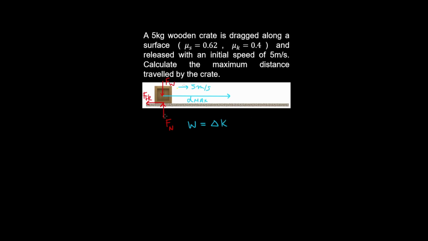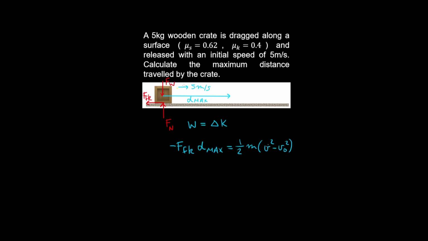As we can see, the normal force and the force of weight are always perpendicular to the displacement vector, so they do no work, and only the force of kinetic friction does work. So that will be minus F_k multiplied by d_max is equal to the change in kinetic energy, which is 1/2 times the mass of the wooden crate times the final speed squared minus the initial speed squared.